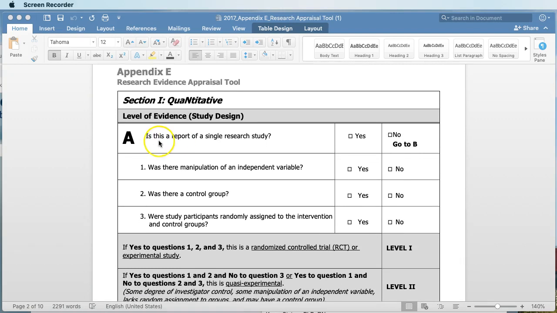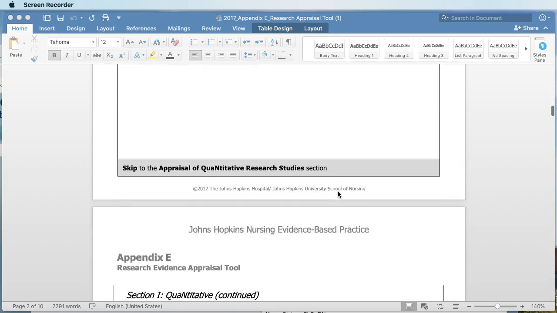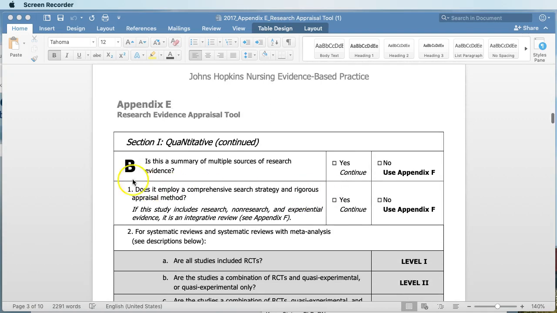The next question is: is this a report of a single study? If the answer to that is no, such as in a systematic review, you do not go any further. If you check the box no here, follow these directions, go to B. And if we scroll down a little bit more, we're now at quantitative B.